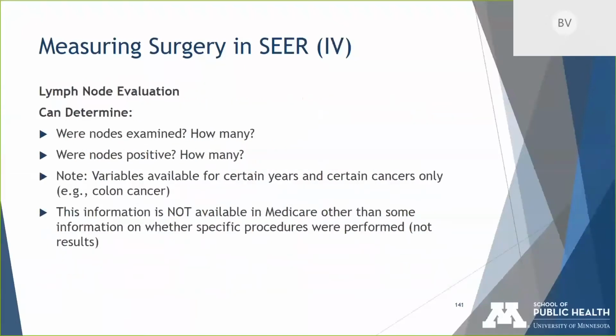As I mentioned before, there is information on lymph node evaluation. It is only available in the SEER data. You do not have a comparable measure within the Medicare data. So if this is of interest to you, this would be the area where you would focus within the SEER data. You'll have information on whether there were lymph nodes examined. So you can see whether or not there were 0, 1, 2, 3. So you'll be able to know whether or not they were evaluated and how many. You'll also be able to know whether or not those nodes were positive, as well as how many were positive. Note that these variables are only available for certain years and certain cancers, and you can consult the PEDSEF file for more information regarding that.